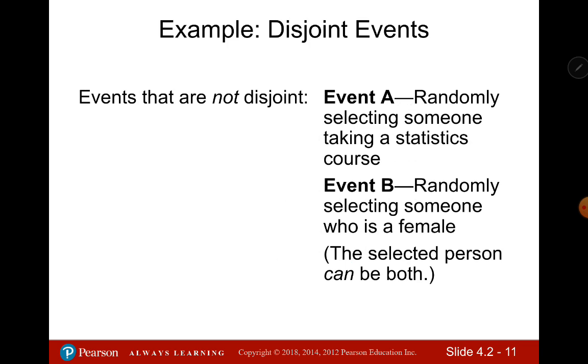But when we check these two events, event A, we pick a subject who is taking a statistics course. And event B is she is a female. So it's possible to get a female statistics class student, right? It's possible event A and event B happen at the same time. So event A and event B, they are not disjoint.